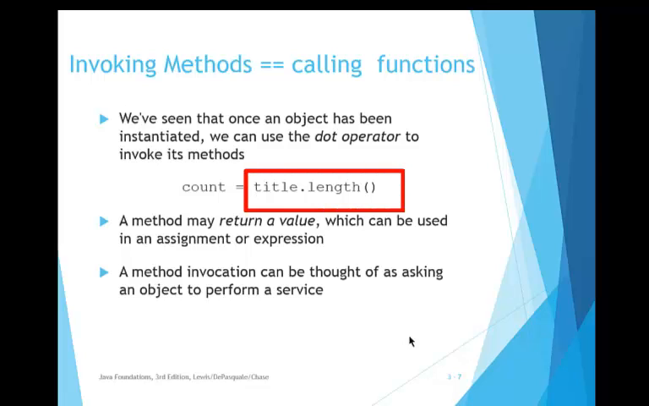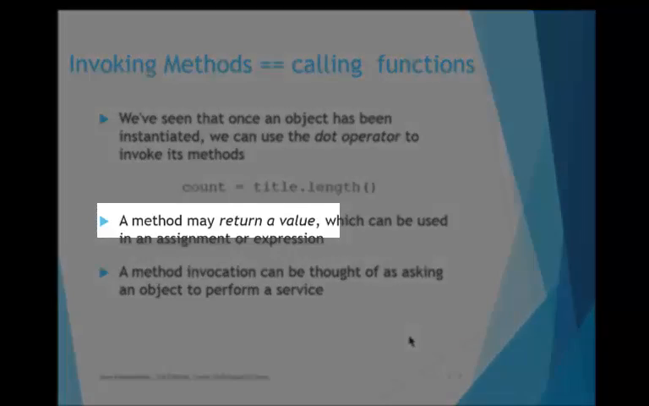We've seen that once an object has been created or instantiated, we use the dot operator with the name of the method. So we have title.length. Title is the name of the object. Length, with its set of parentheses, is the method. And count is a new variable that we're assigning the result to. Methods, like functions, can return a value, or they can be void methods.